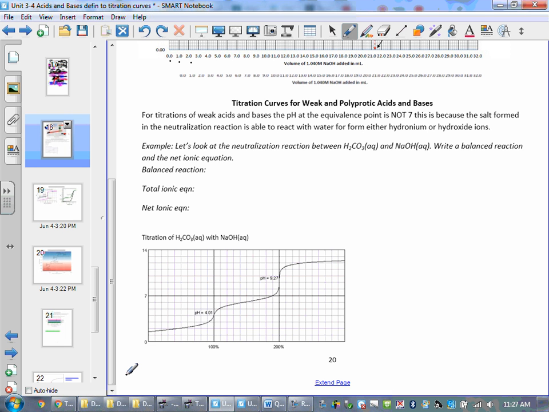So for titrations of weak acids and bases, the pH at the equivalence point is not 7. Why is this? This is because the neutralization salt that we make reacts with water to form either hydronium or hydroxide ions. So we looked at that with our acetic acid and sodium hydroxide titration. Does that make sense so far?